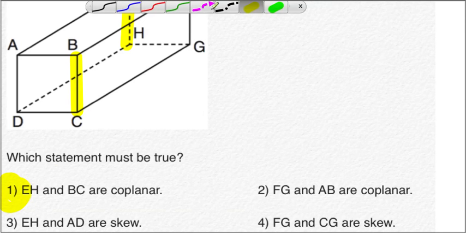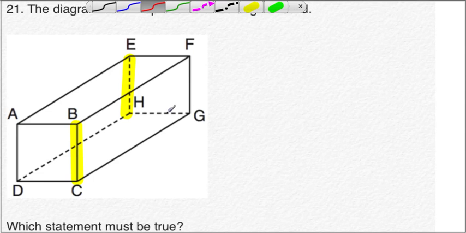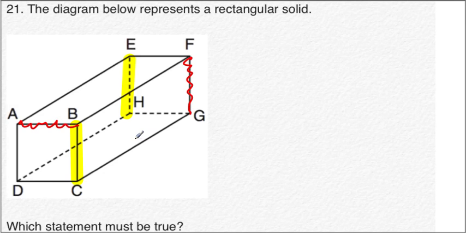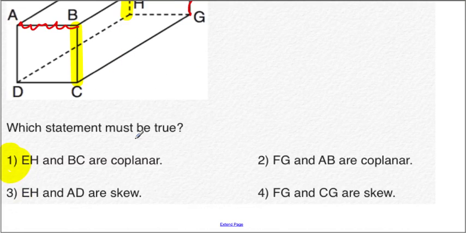But let us try to see about other figures. FG and then AB. FG would be this one, and AB would be this one. These two line segments are skew. They will never meet, but they're not parallel to each other. That means they cannot be in a plane together. So they are not coplanar. So are the other two examples. So once again, the answer is choice 1.